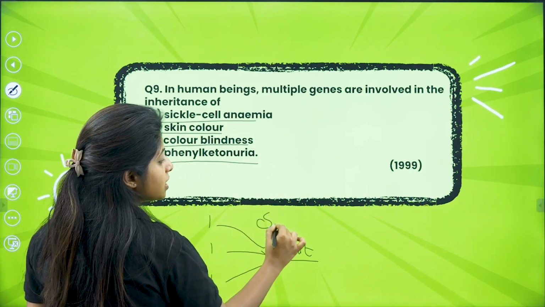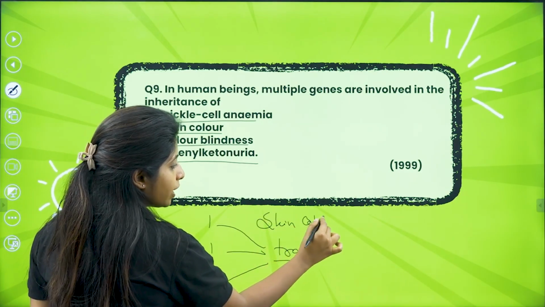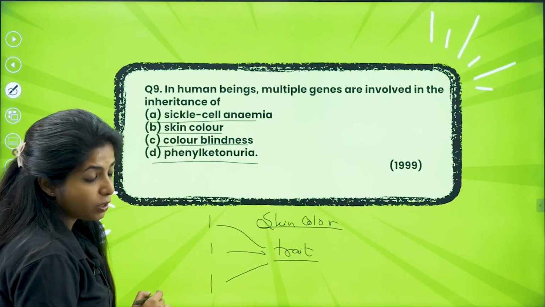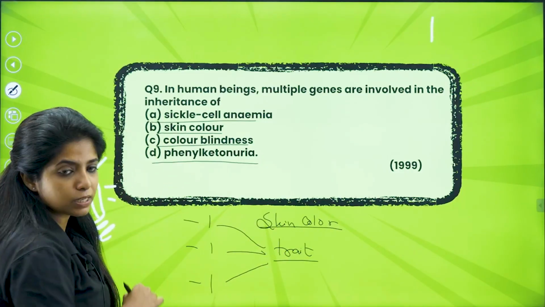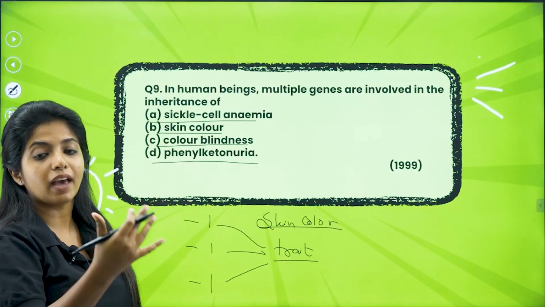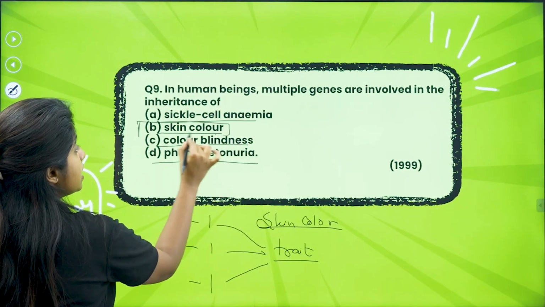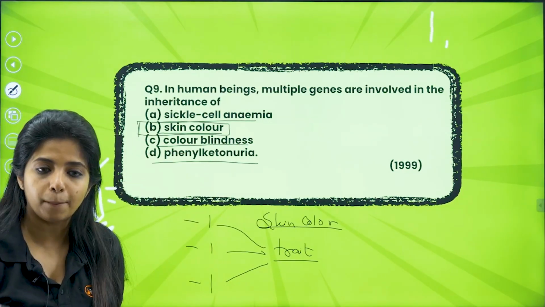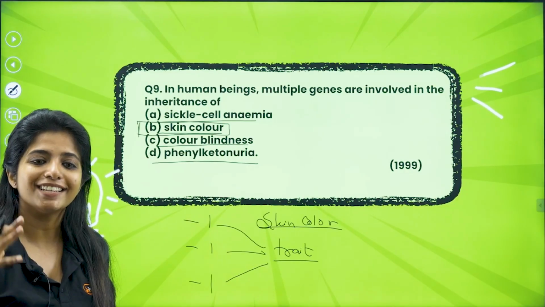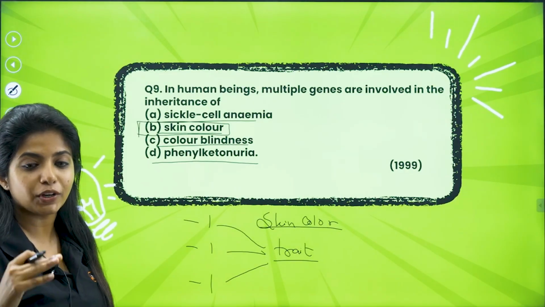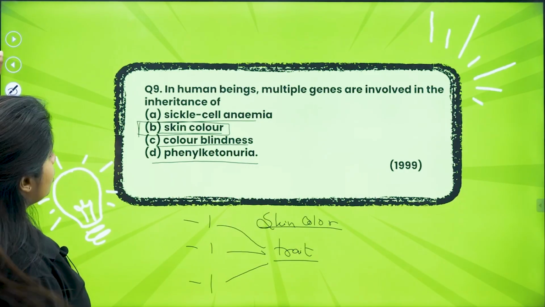Polygeny, where do you see it? You will be seeing it in skin color. Which is why we all have different skin tones, my dear children, because multiple genes are expressing themselves. Depending on how they are expressing, we have so many shades of colors. So your answer would be skin color. Even human height is an example of this particular thing. Cool, let's go ahead.